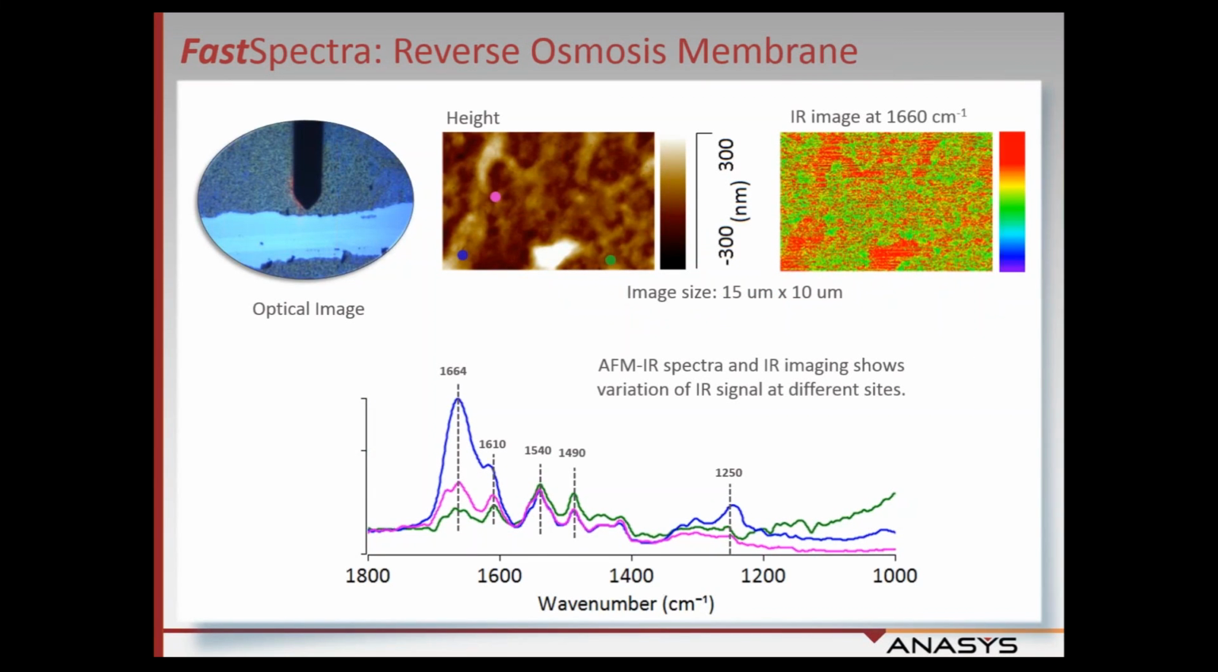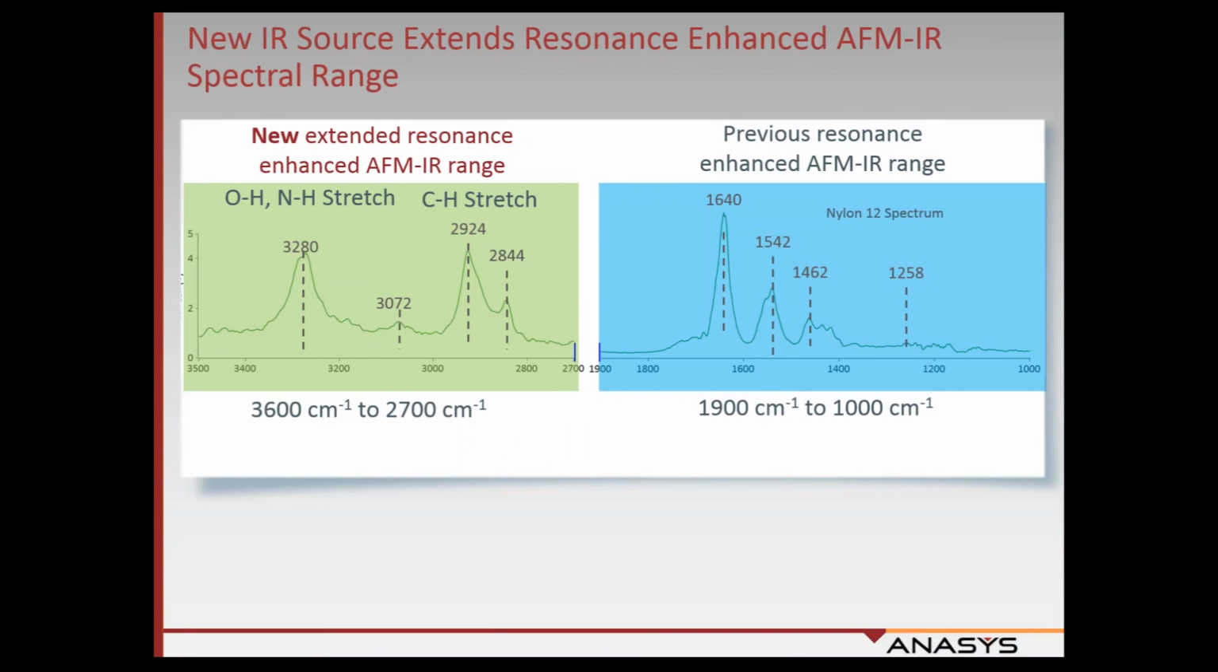Another application example here is on a reverse osmosis membrane. This example shows the chemical heterogeneity within this reverse osmosis membrane. We can see this within the spectra here, looking at the amide-1 absorption band and the variation of that relative to some of the CH bend modes. We can also map that out by collecting an image focused on this 1660 amide-1 absorption band.